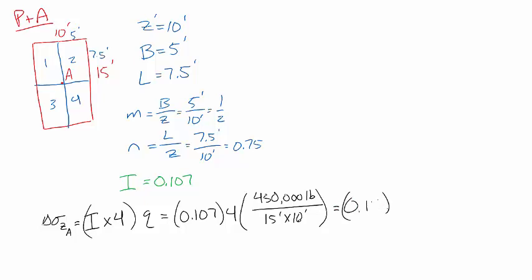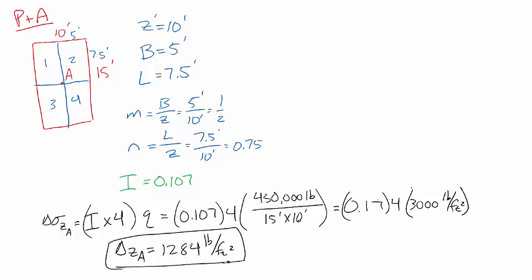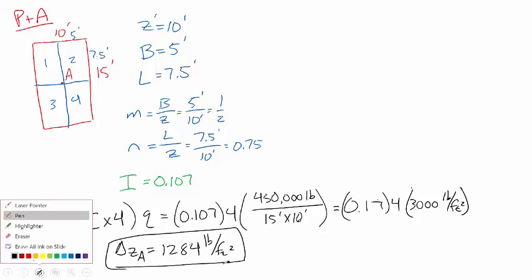0.107 times 4 times 3,000 pounds per square feet. And so our change in vertical stress at point A equals 1,284 pounds per square feet. That's our change in vertical stress at point A.